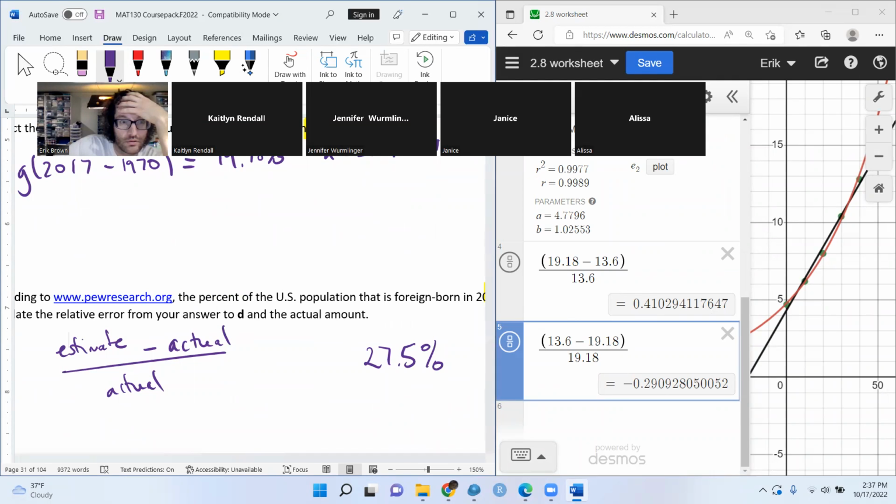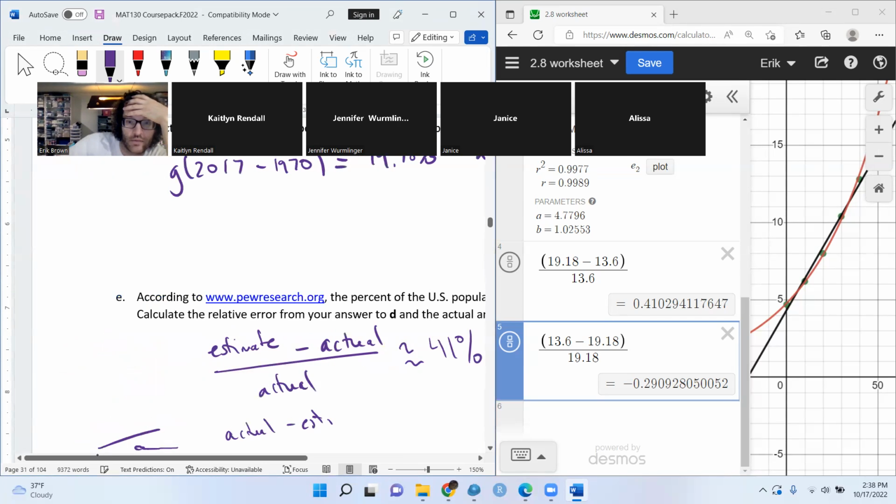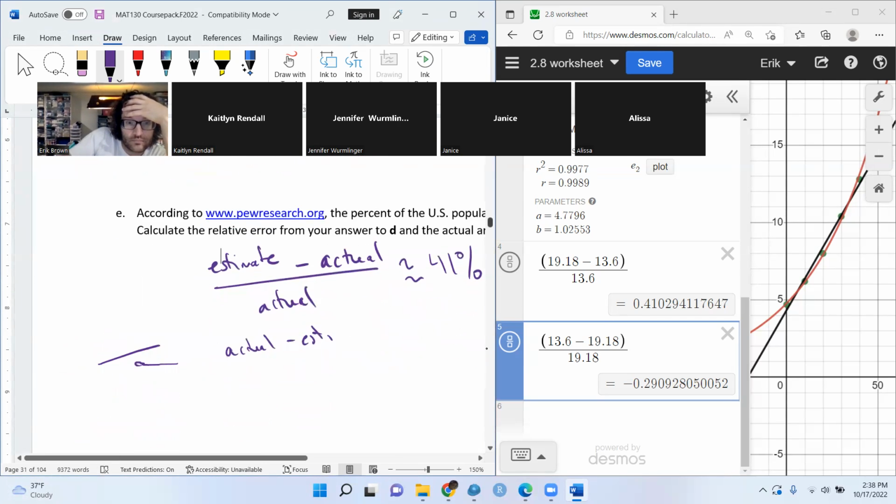Oops, there we go. No worries. So if you did it estimate minus actual, you'd get this 41%. If you do actual minus estimate divided by estimate, you get this negative 29.1%.